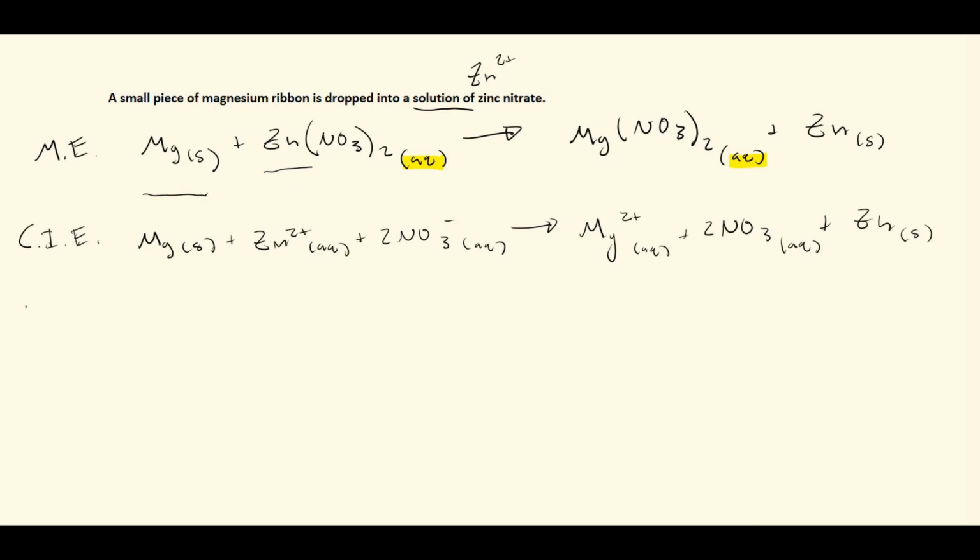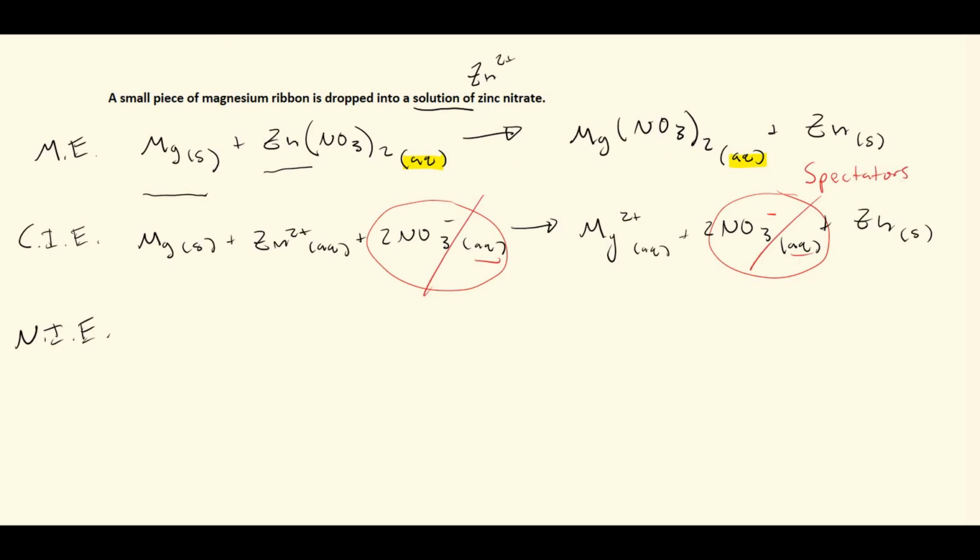Alright, now before we write our net ionic equation, we want to look for any spectators. So let's look for something that's on both sides that are the same and in the same state. We see that we have nitrate. I forgot to put a minus charge there. We have 2 nitrates on both sides. They're both in the aqueous state, so we can go ahead and cancel those out, and those are going to be our spectators.